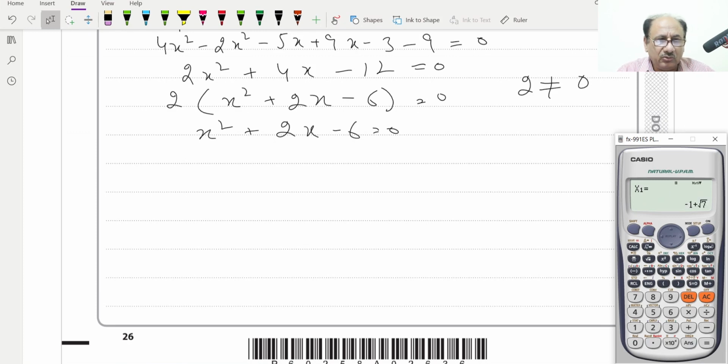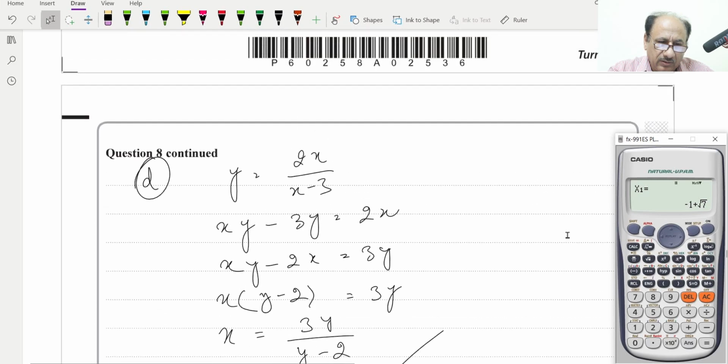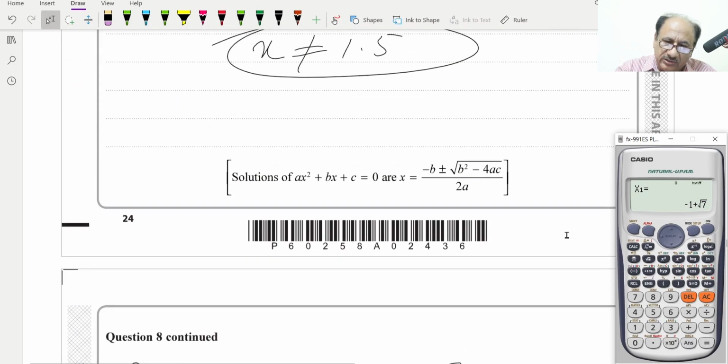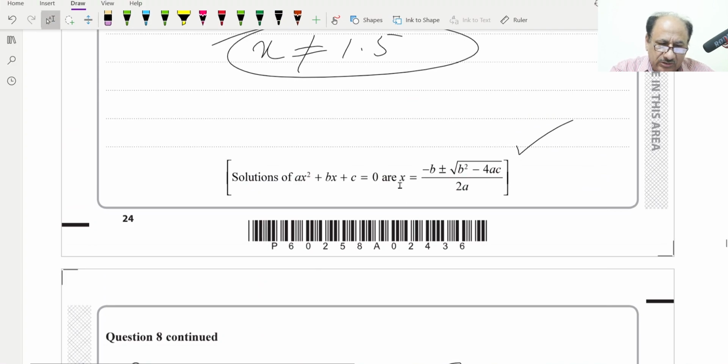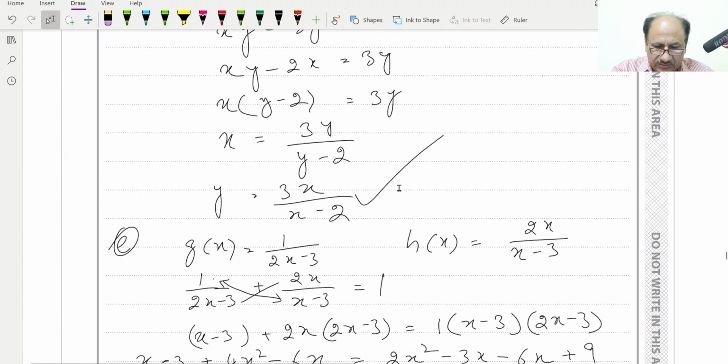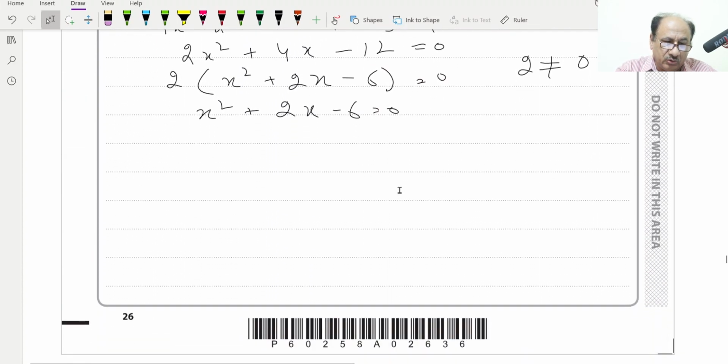So what you can do is apply the quadratic formula, which is already provided on the sheet over here. They have provided this quadratic formula. You can use this one or factorize as I have done with the calculator, but you will have to show working.